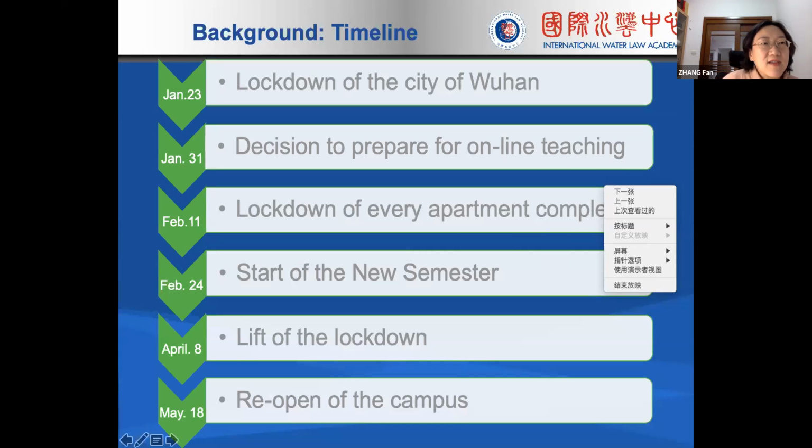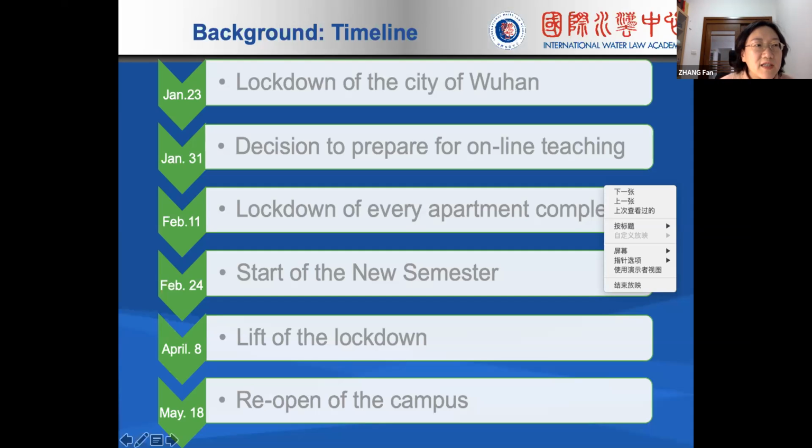Wuhan got locked down on January 23rd during the Chinese winter holiday. The decision to postpone the reopening of campus was made soon after that, on January 31st. And it was from that day onwards that we were required by the university to explore ways to provide online courses. The policy of lockdown became stricter and stricter. On February the 11th, every apartment complex was also locked down, which added to the difficulty of finding supporting materials for online teaching.